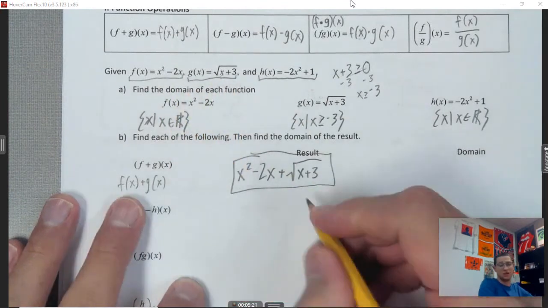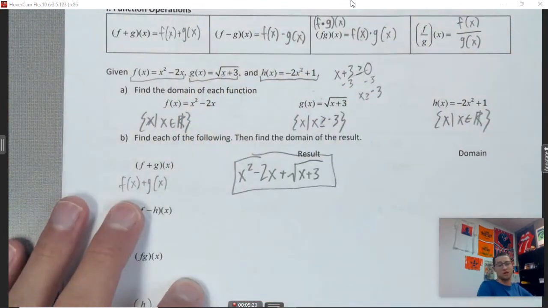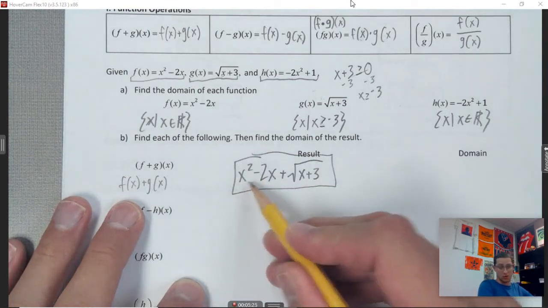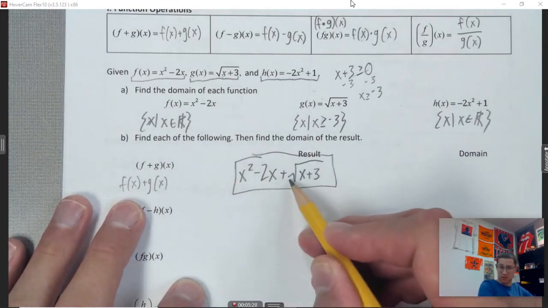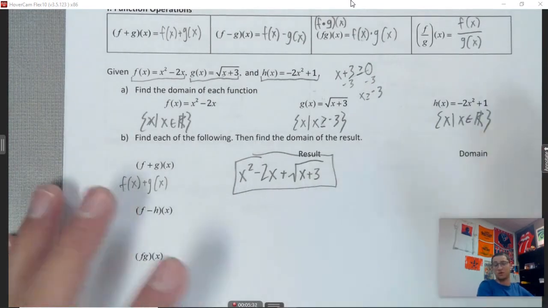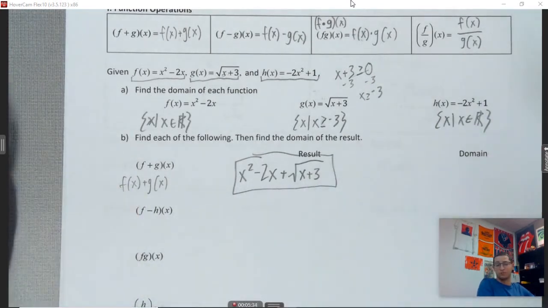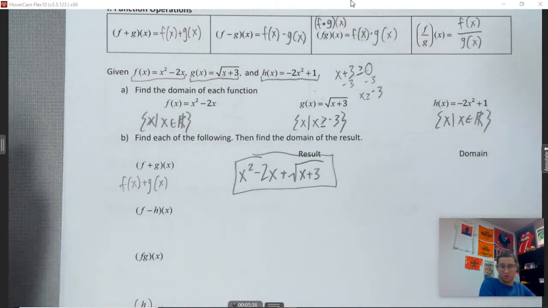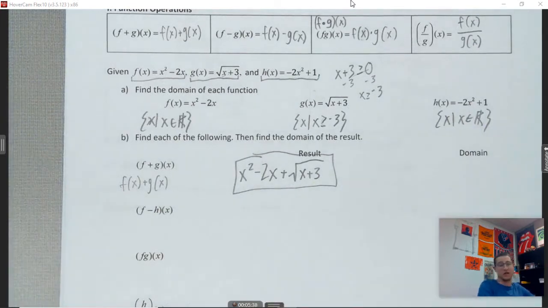There's no like terms because of that square root, okay? Right, this is a squared term, this is just an x term, and this is a square root of x plus 3 term, okay? So there's no like terms in this particular one, so you just leave it exactly like that.